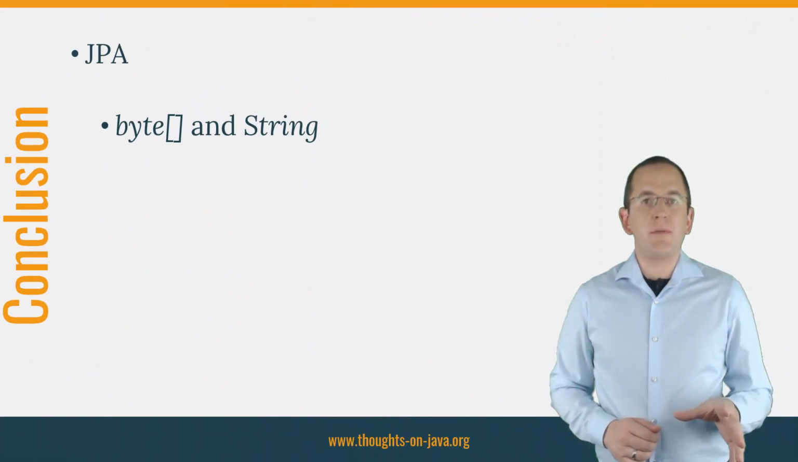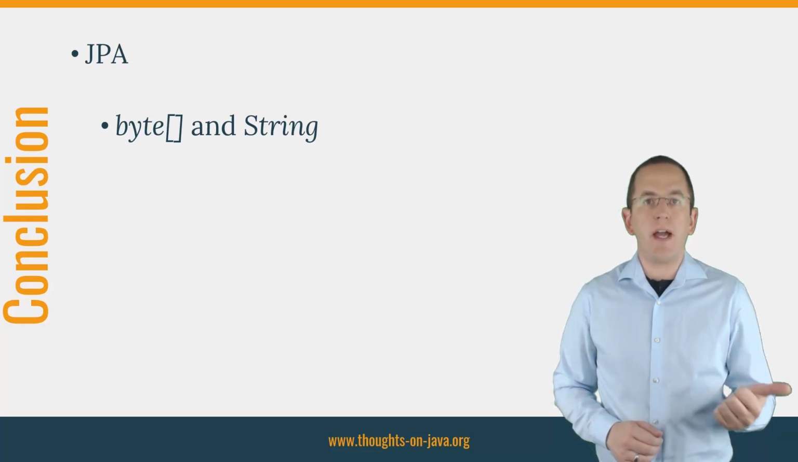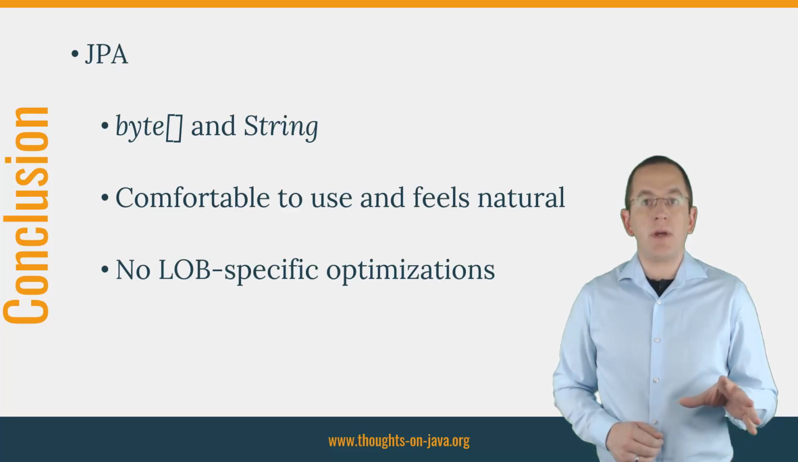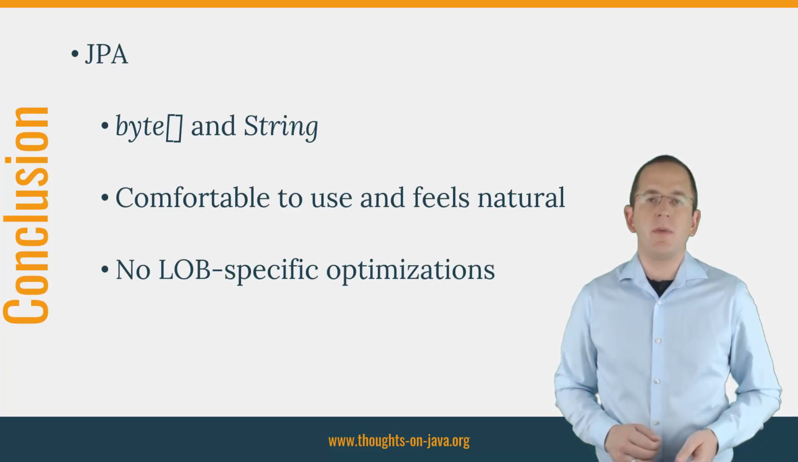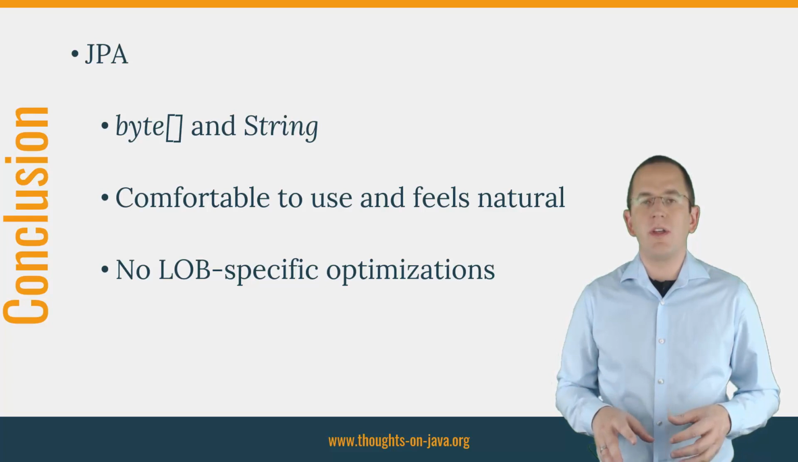As you have seen, JPA provides an easy way to map LOBs to entity attributes of type byte array and string. This mapping is not only easy to define, but it's also very comfortable to use and feels natural to most Java developers. The only downside of it is that it prevents your JDBC driver from using LOB-specific optimizations.